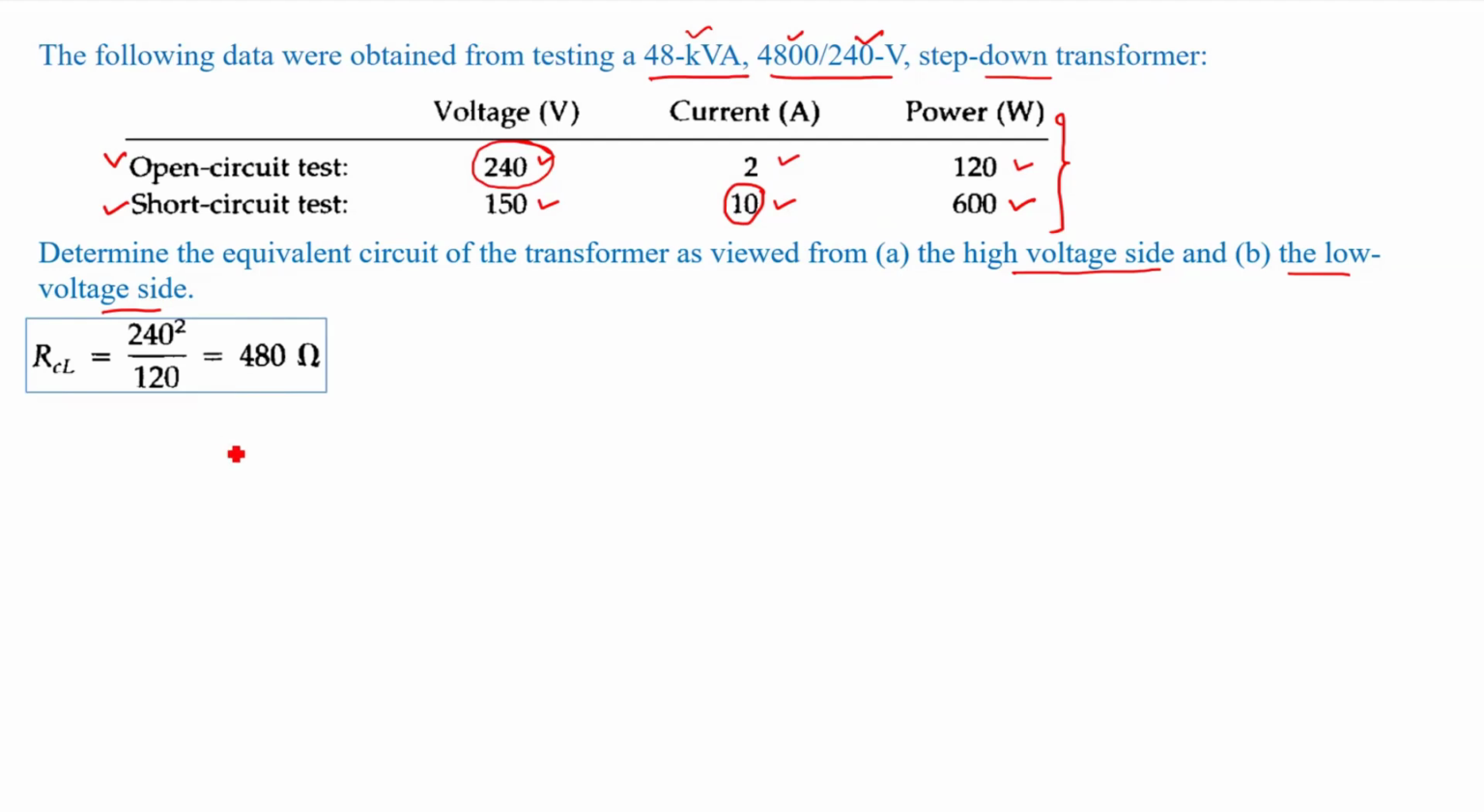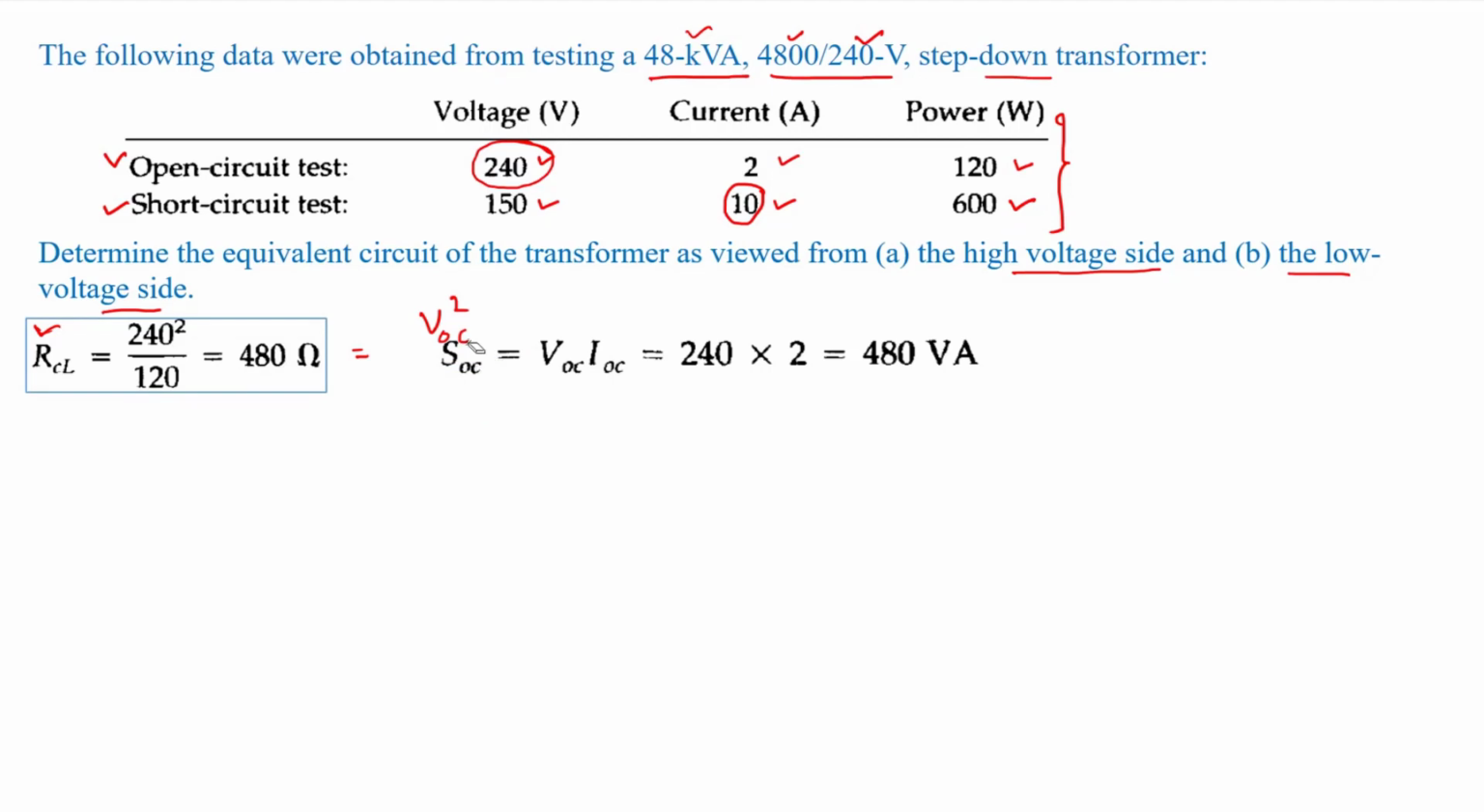Now from the open circuit test, I can find RCL because the experiment is conducted on the low voltage side. So RCL will be 240 square by 120. We have already seen this: it is VOC square by POC. This will give me the RCL, right? And then I can find SOC.